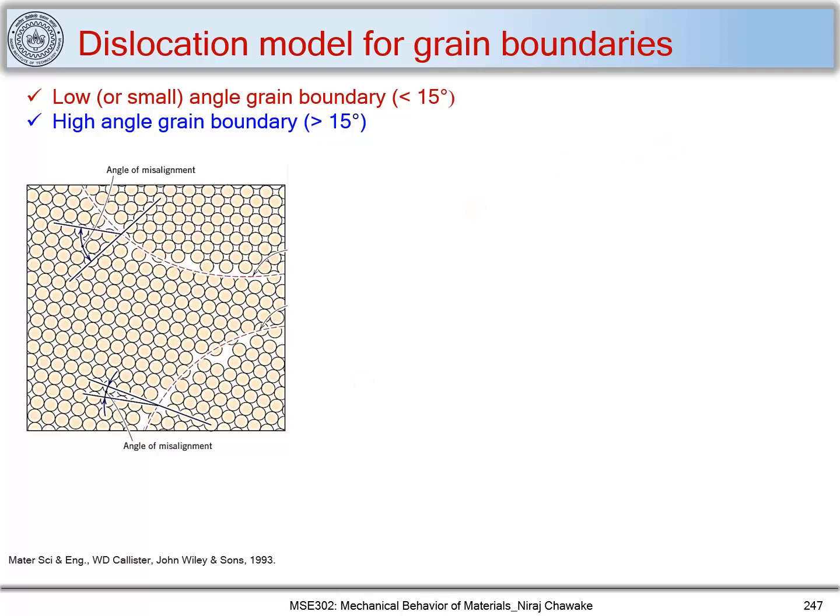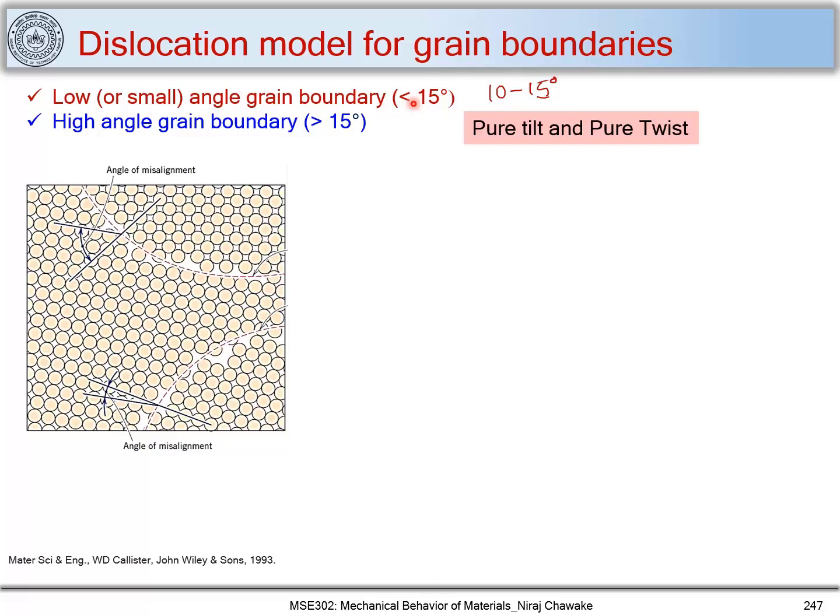Let me write it down here. So you can see that this angle, they write it as something like 10 to 15 degrees. So this depends on a material, but the maximum limit for defining a low angle grain boundary is less than 15 degrees. We'll be seeing why that is so.